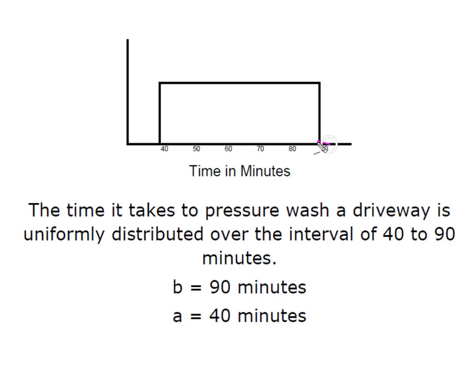So that makes our B value up here 90 minutes, our A value down here of 40 minutes. We also remember that 100% of the possible values of X are included within this interval, and there are no probabilities associated with the area beyond 90 and no probabilities associated with the area below 40 minutes.